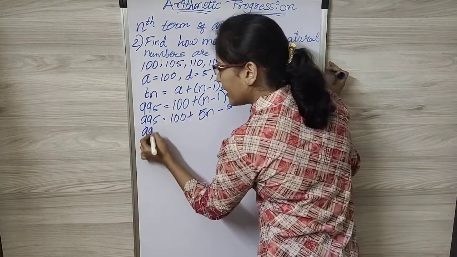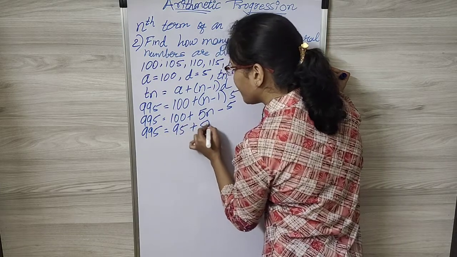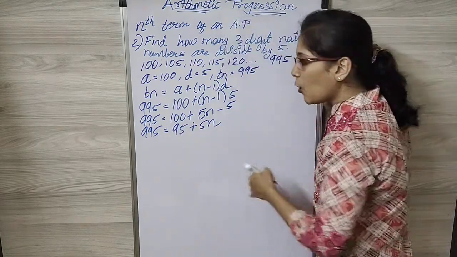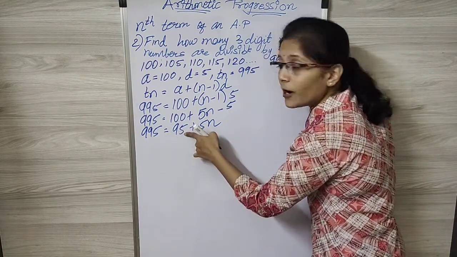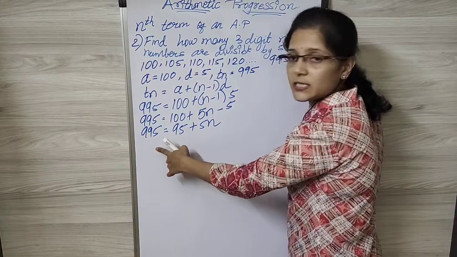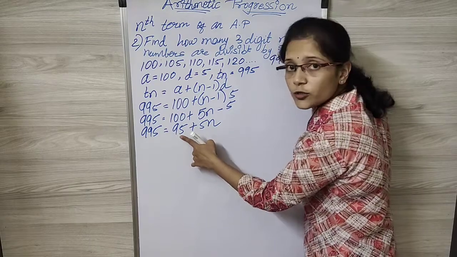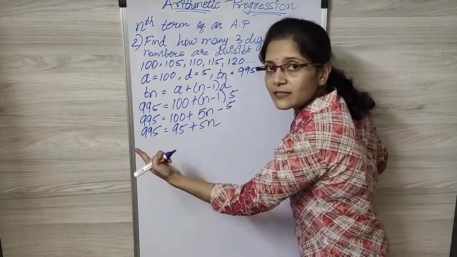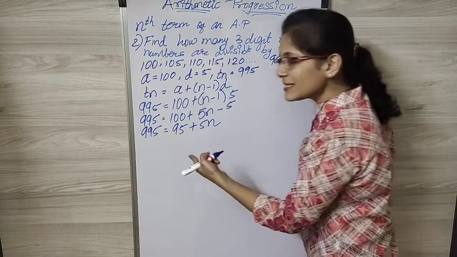So 995 is equal to 95 plus 5n, and now I am going to shift this 95 to this side because it has no n here, right? So without coefficient should be on the same side. So 995 and this 95, I am going to shift this 95 to the opposite side. This is plus 95, shifting to the other side becomes minus 95.